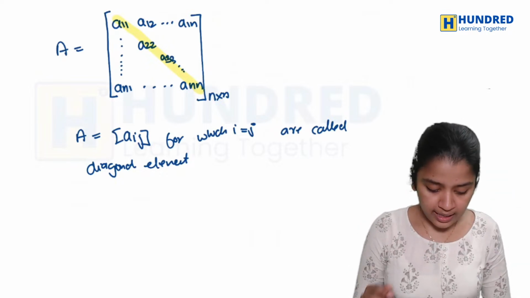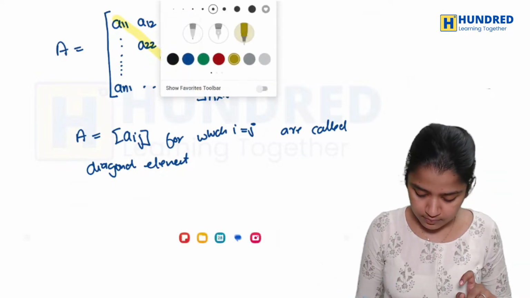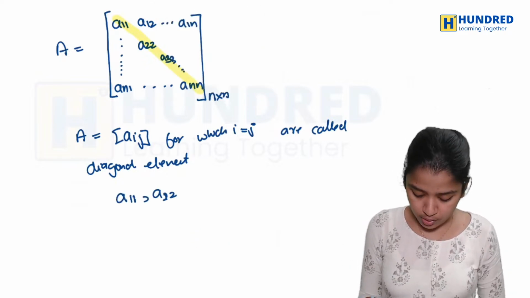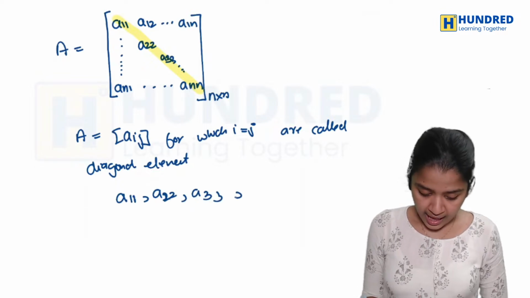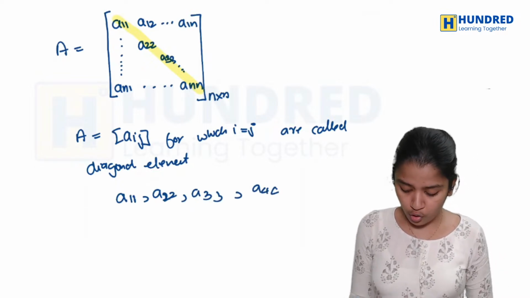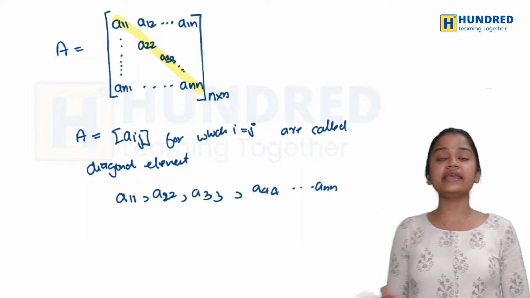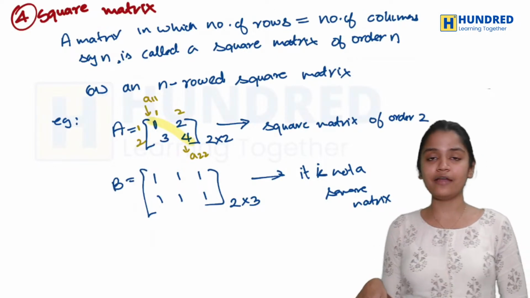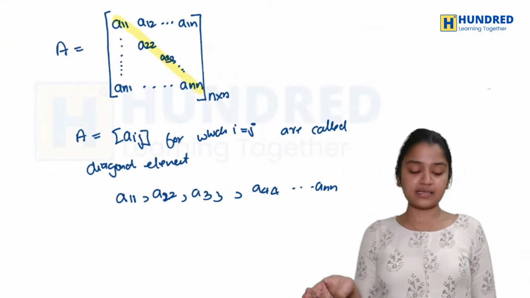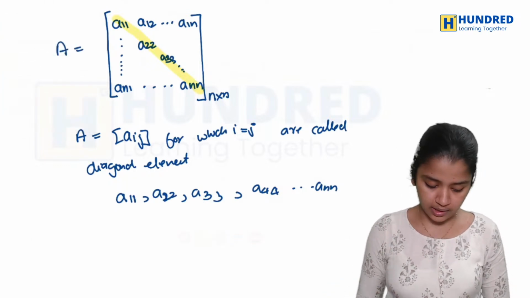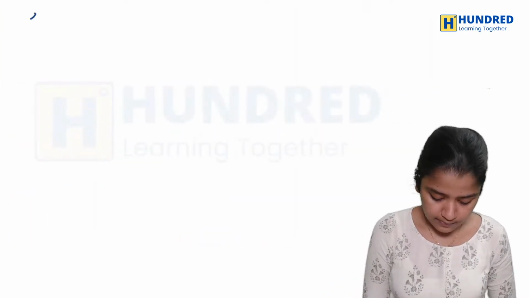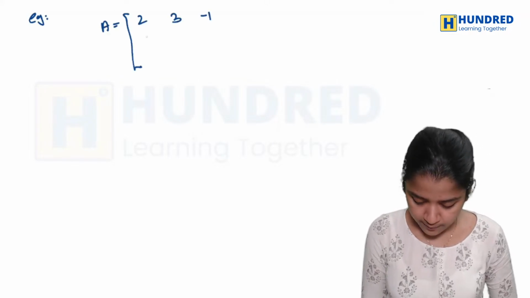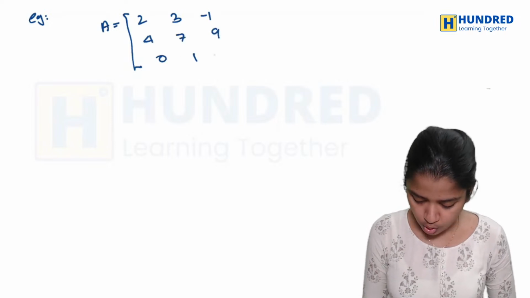So now let's further expand it and write it. Basically it will be A11, A22, A33 and A44 up to Ann. So these are the diagonal elements. Here the diagonal elements are 1 and 4. But if I give some other example, let me give you another example. Your matrix: 2, 3, minus 1, 4, 7, 9, 0, 1, 3.